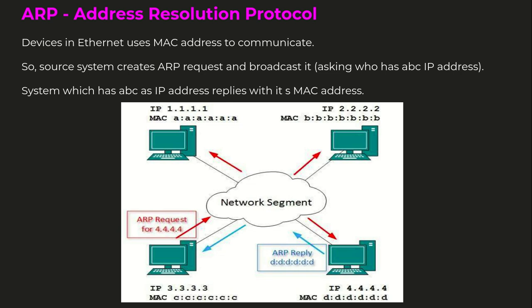So in simple terms, you will be creating the ARP request. In the ARP request you will be mentioning the IP address or the IP address range, so that you will be broadcasting to the network, and you will be getting the reply from the specific IP address or the specific IP address range of systems.